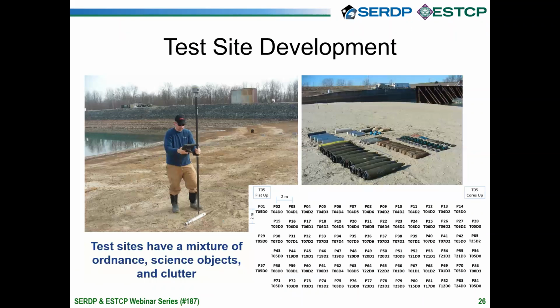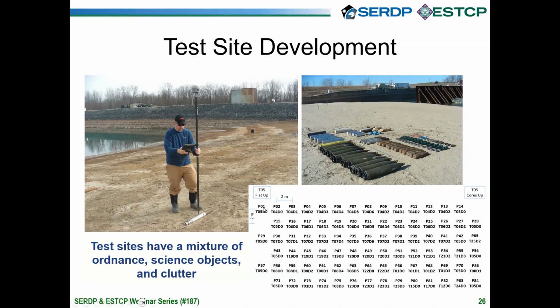I mentioned two different test sites. So we've developed test sites both at the Foster Joseph Sayers Reservoir, that's our local lake that we test at, and at the Aberdeen Proving Grounds Littoral Warfare Environment. These are photos from our test site installation at the Littoral Warfare Environment. When we establish a test site, we deploy a mixture of ordnance, a mixture of science objects, so solid cylinders and pipes, and then a mixture of clutter where we have stones and rocks that we'll deploy to the site as well. We deploy these sites on a very tight grid.